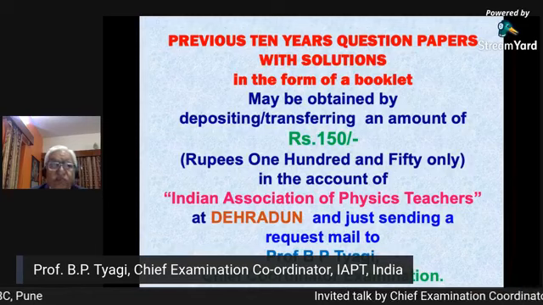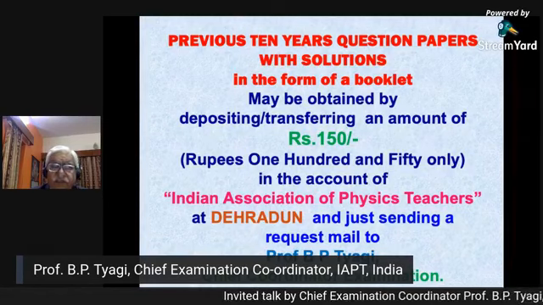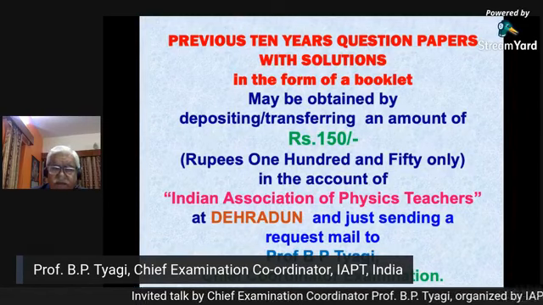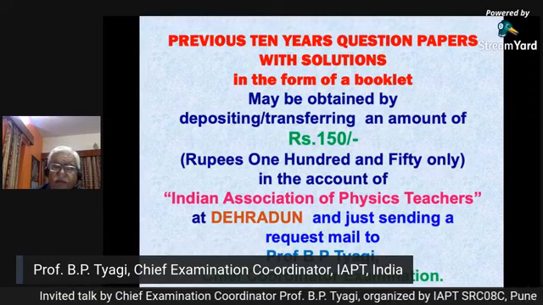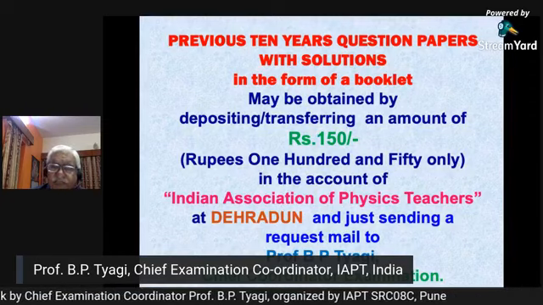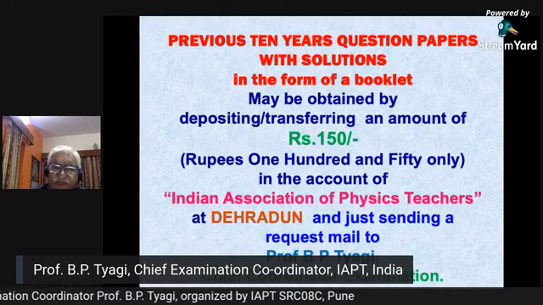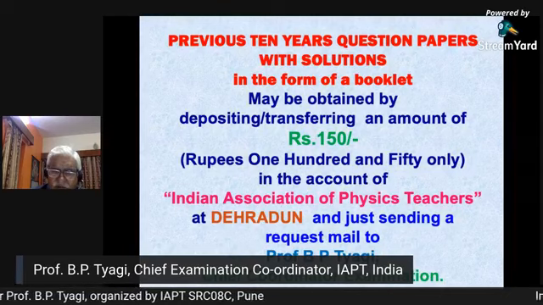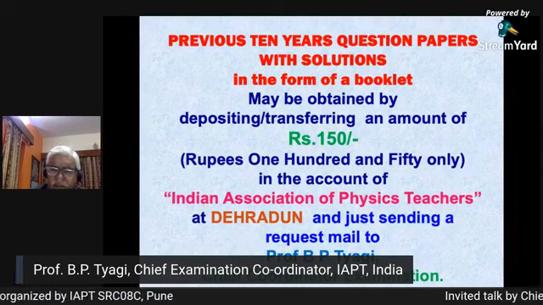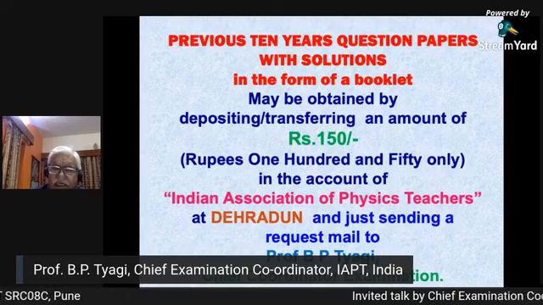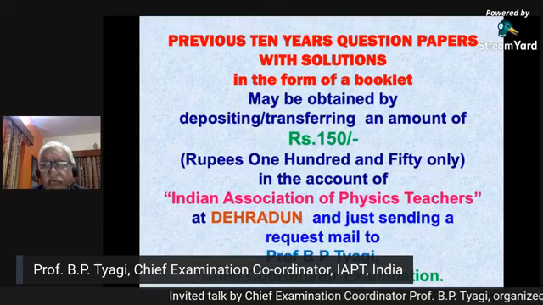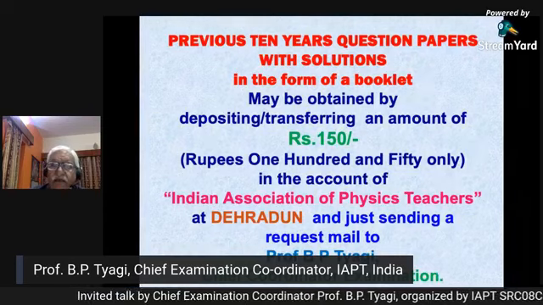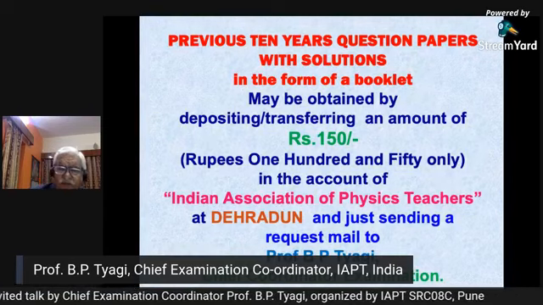Previous 10 years question papers with solutions in the form of a booklet are available. It may be obtained by depositing or transferring an amount of rupees 150 in the IAPT account. Just by sending a request to the chief coordinator, the student at home will get a booklet by registered post parcel.